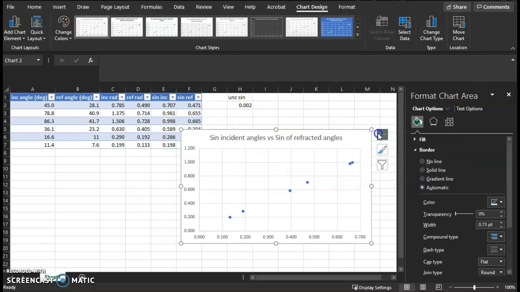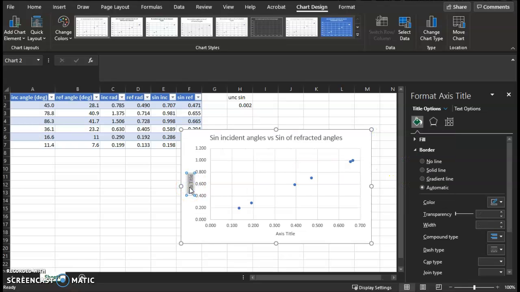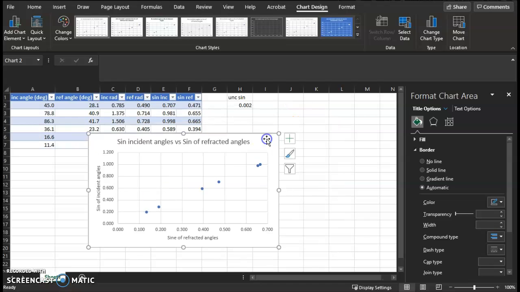Okay, we need to add axes titles. This will be, again, sine of incident angles. I keep wanting to do the opposite. And these will be sine of the refracted angles. I can spell, it's sine, S-I-N-E or S-I-N, it's fine. Sine of refracted angles. And I don't need to include units because these are unitless ratios. Sine of the angle gives you a ratio, so there's no units.